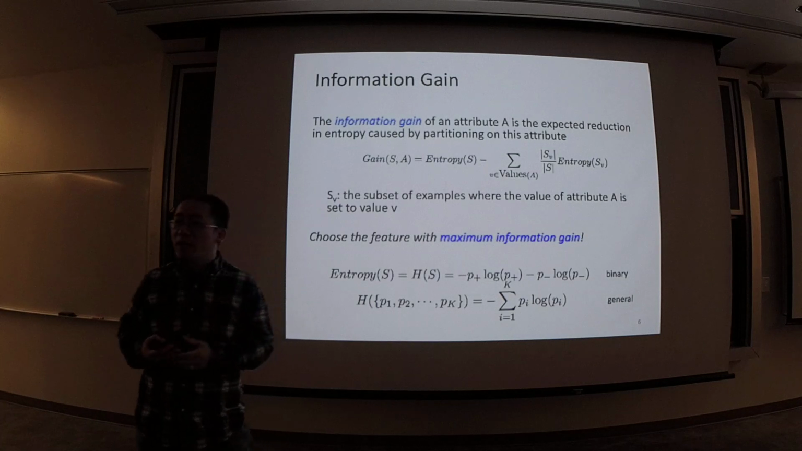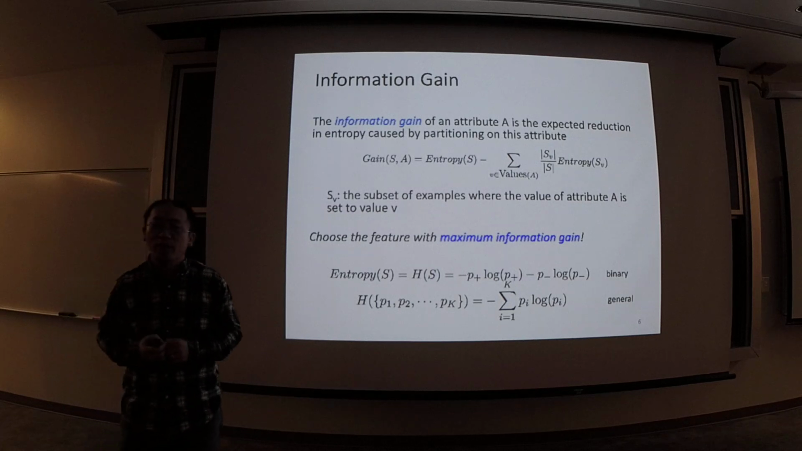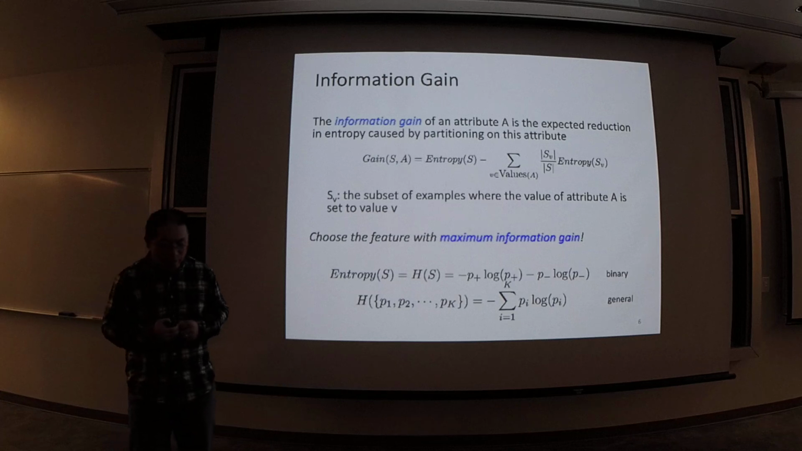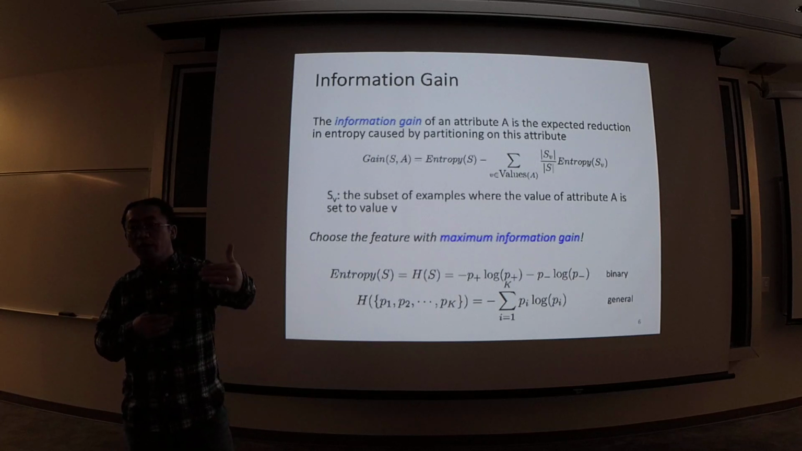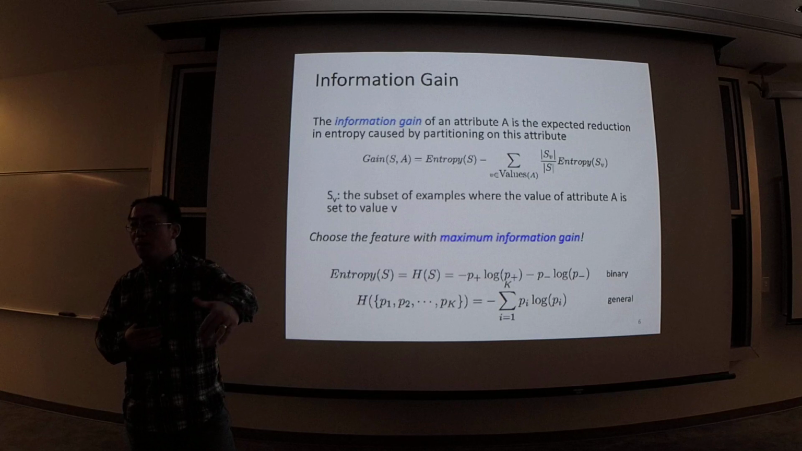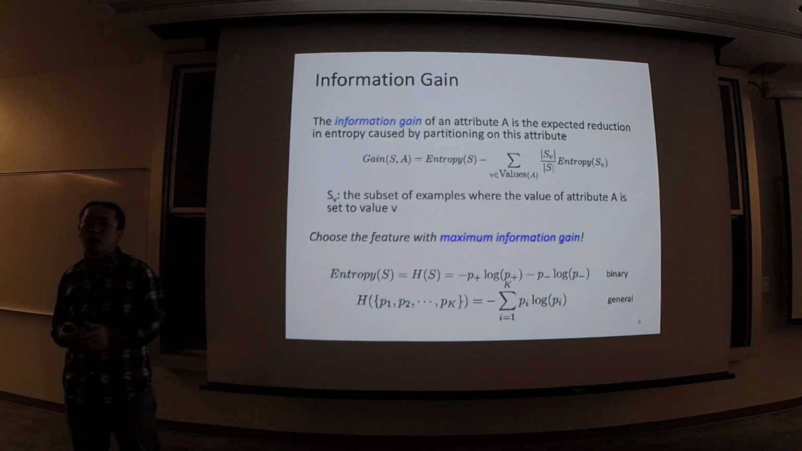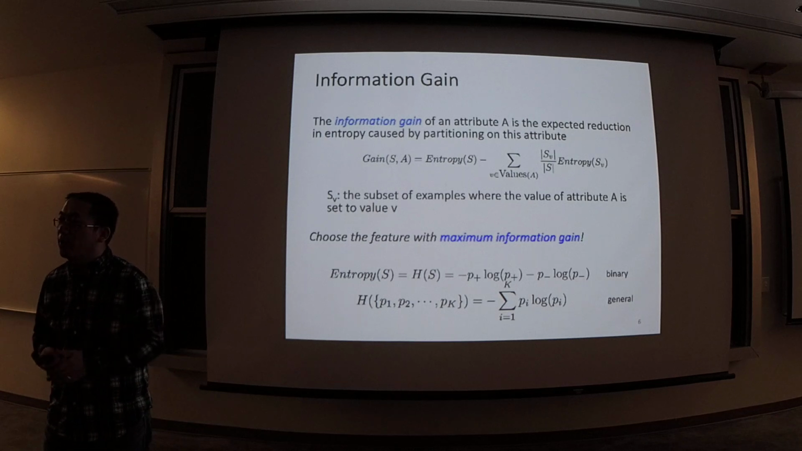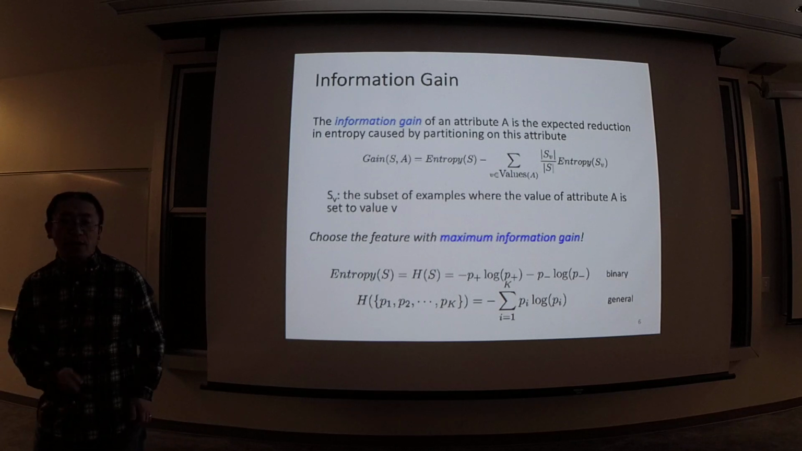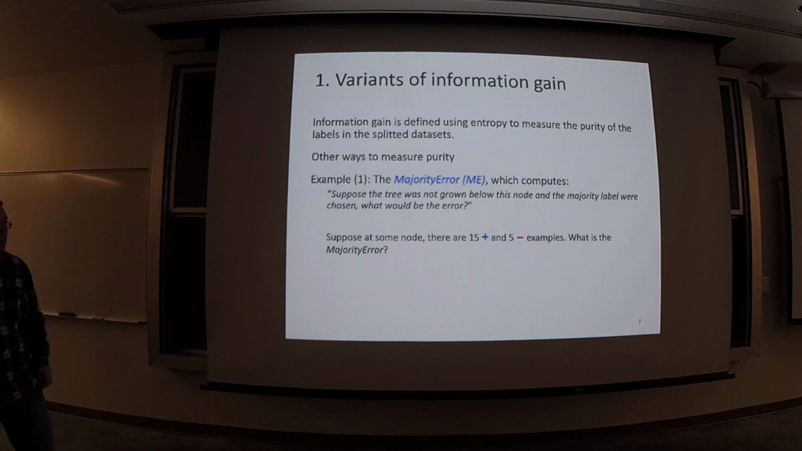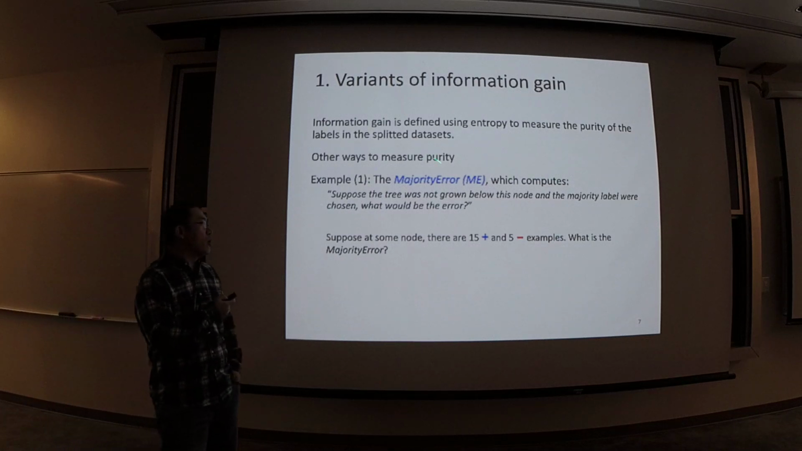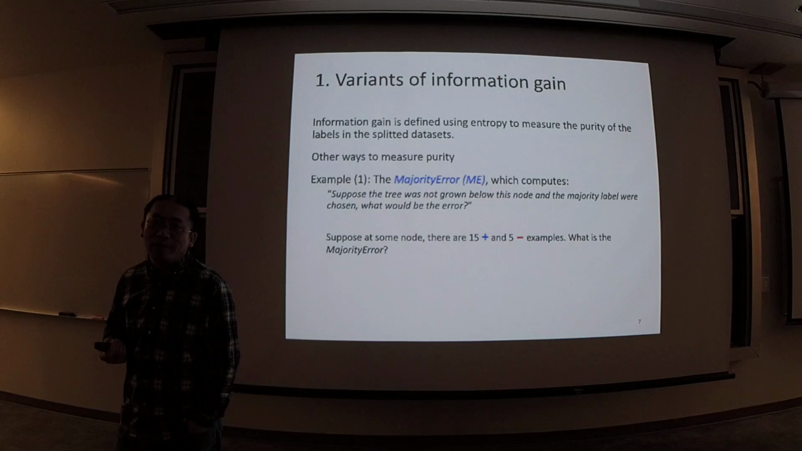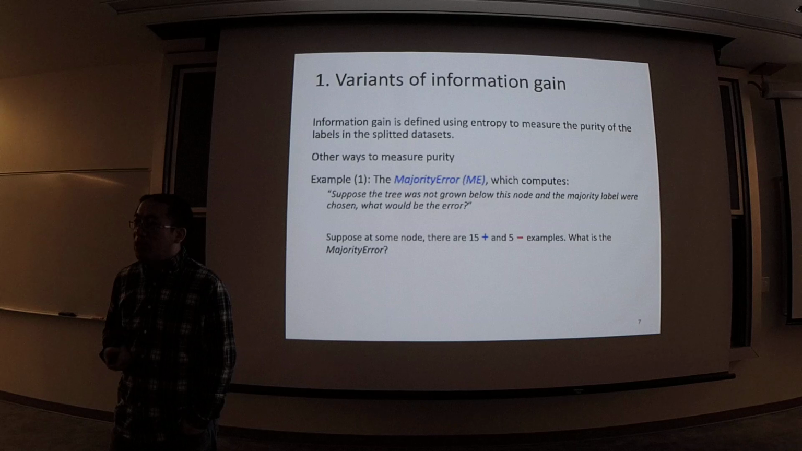Now we see that information gain is based on entropy. Entropy is a natural representation of the purity of the data set. Although it is originally defined to represent uncertainty, uncertainty is a reflection of purity. But someone may ask, is there any other metric to quantify the purity, other than entropy? The answer is yes. For example, we can use the so-called majority error to measure the impurity of your labeled data set. How can we do that?